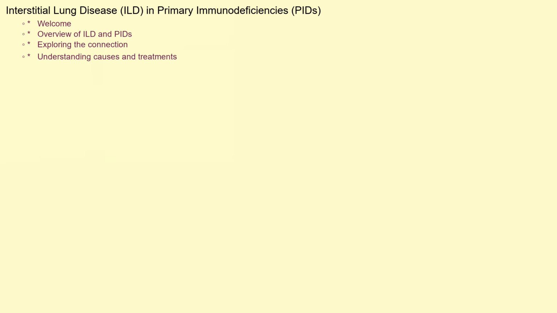Hello and welcome. Today we're diving into a complex and often overlooked connection: interstitial lung disease, or ILD, associated with primary immunodeficiencies, sometimes abbreviated as PIDs. We'll explore what this means, why it happens, and what can be done about it.